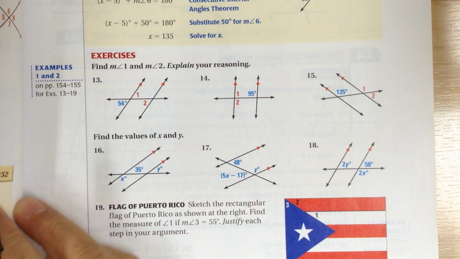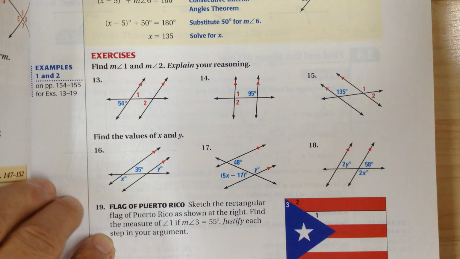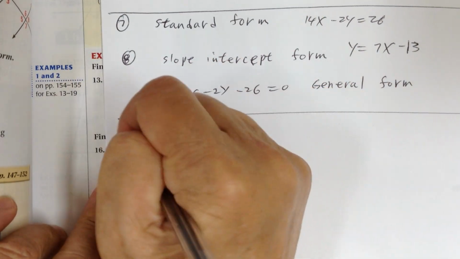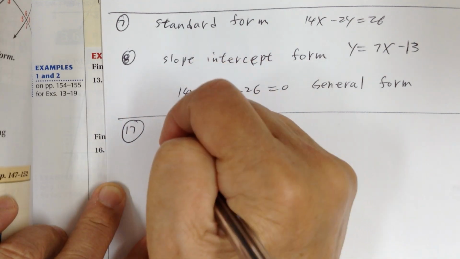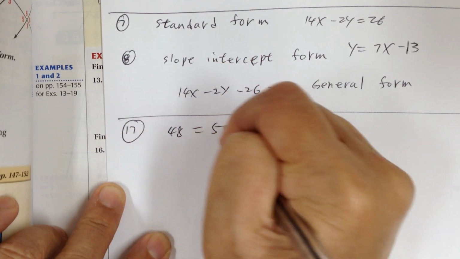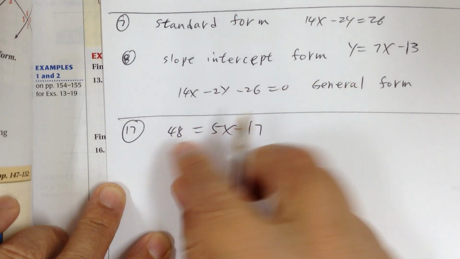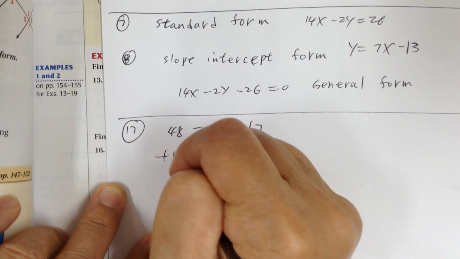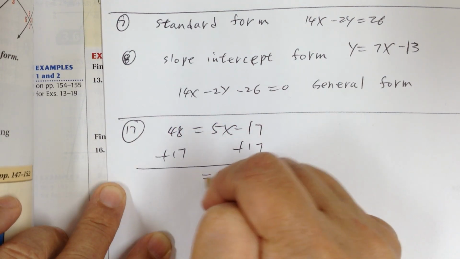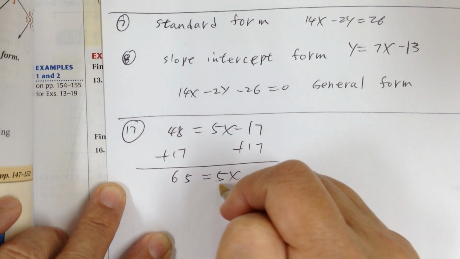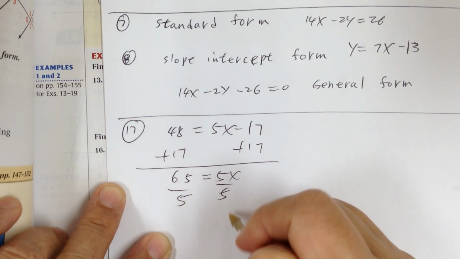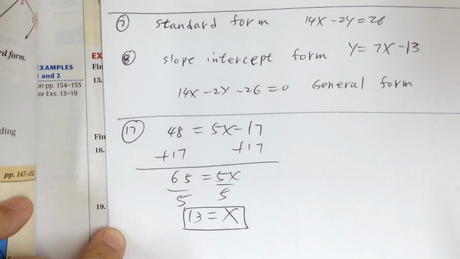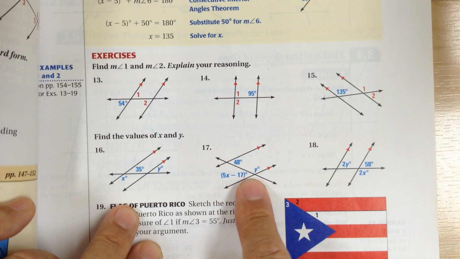So this one is not as obvious, so what you need to do is use your calculation, right? So for number 17, you got 48 degrees equal to 5x minus 17, right? They are alternate interior angles. So plus 17 on each side. So we got 5x is equal to 65, divided by 5 on both sides. So x will equal 13. So this one you have to do a little bit of calculation. This one you can just do in your head.